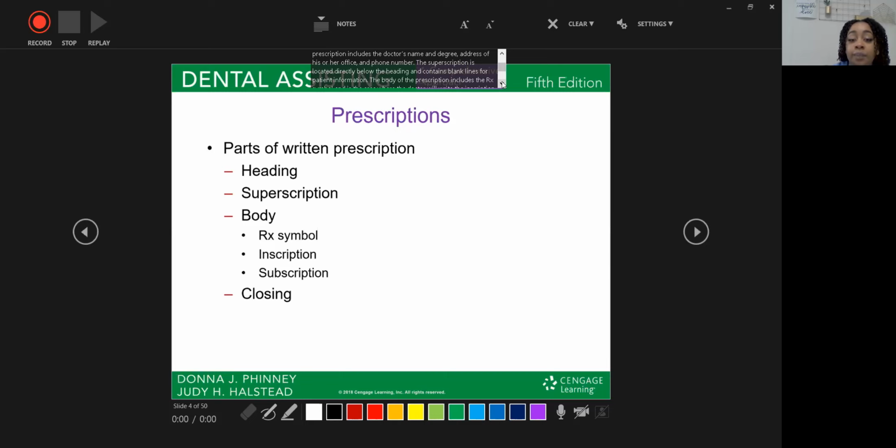Now, the body of the prescription is going to actually have your RX symbol. That symbolizes that it's a legitimate prescription. It's not falsified. That symbol is in the area where the doctor would actually write the prescription. And that's letting them know that this is where the name of this particular medicine would actually go on this line. Okay.